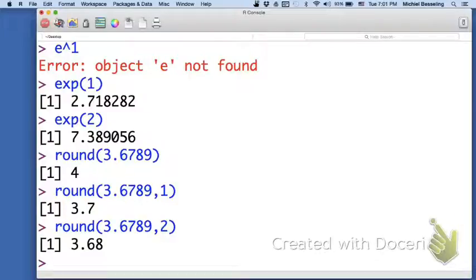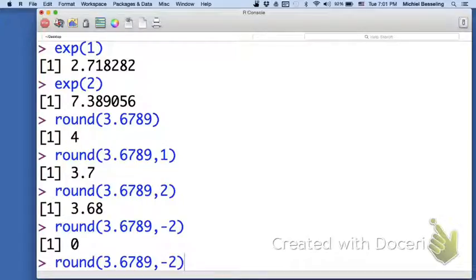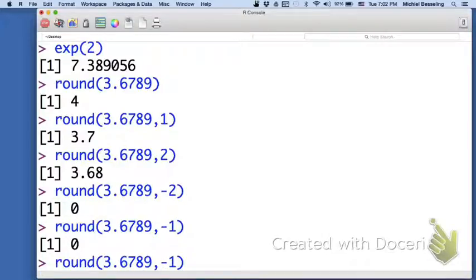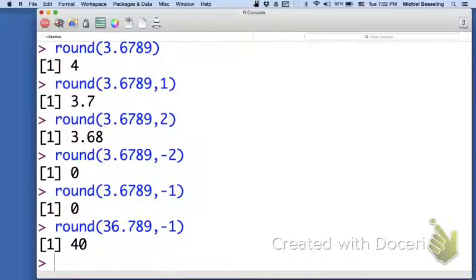I'm just totally curious, I've never tried this before. Why not? What would happen if I do -2? What would happen if I go -1? I think this will actually round it to the tens place. Let's just find out. Why not turn this to 36? If this rounds it to the tens digit, it should round it to 40. And it did, indeed. Pretty cool. All right, just learned something new.